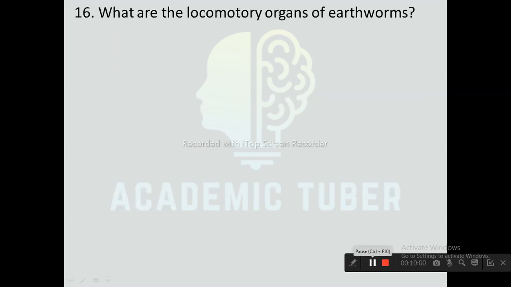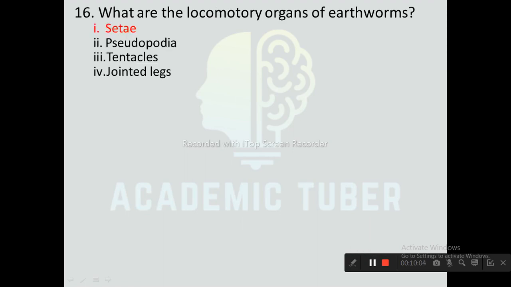Next one, what are the locomotory organs of earthworm? The options are setae, pseudopodia, tentacles, and jointed legs. And the correct option is setae. Earthworms move using setae, which are bristle-like structures on their body segments.